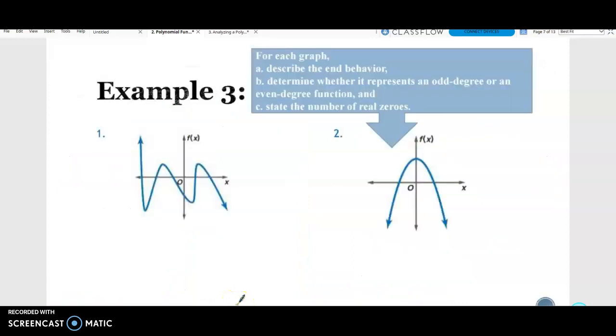Go ahead and pause the video, give this one a try. Describe the end behavior, determine whether it represents an odd degree or an even degree function. Also tell whether the leading coefficient is positive or negative as well. And then state the number of real zeros. Remember, that's just x-intercepts. Okay, so pause the video, give that a try, and then check your answers.